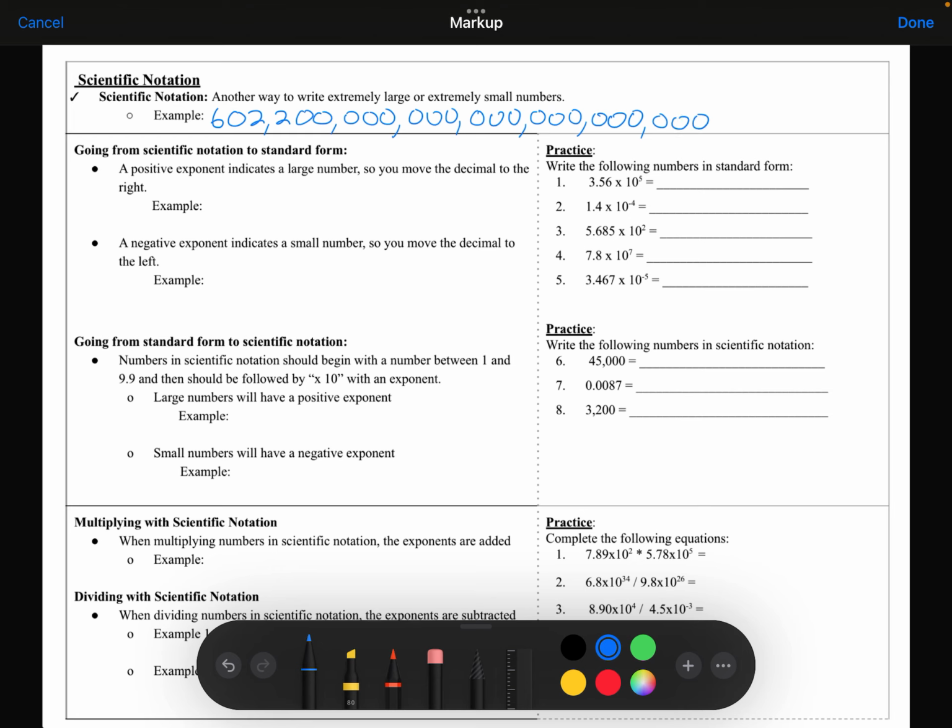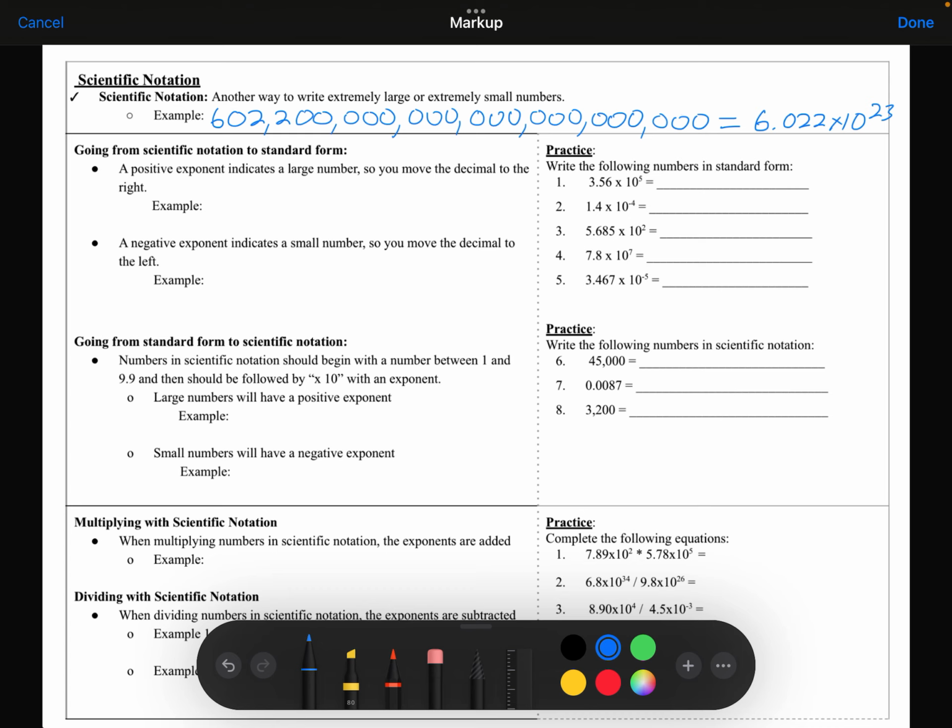That is the mole. It is unfathomably large, but another way to write that is far less annoying is this. Much faster, and it gives you an idea of how big it is. So again, I just want to stress to you, scientific notation is a tool because you don't want to be writing out numbers of that size longhand.